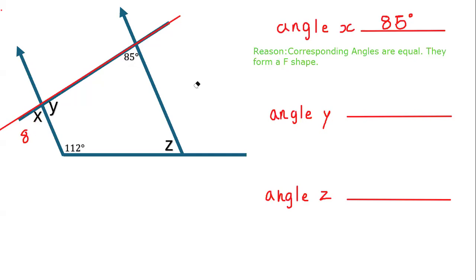But just think 85 degrees. Sorry, just think F shape, corresponding angles. This is at the bottom right, and this is at the bottom right. 85 degrees. Both of them are 85. That makes sense?